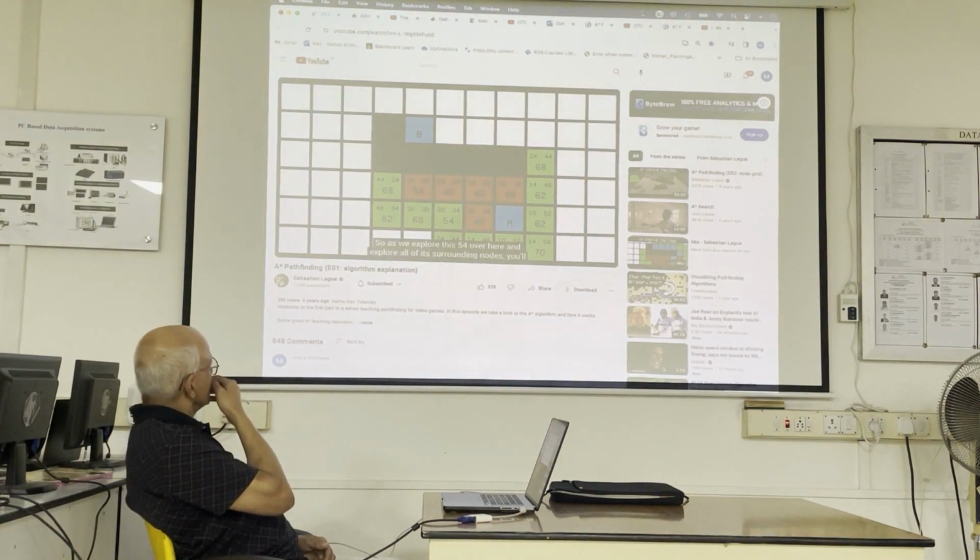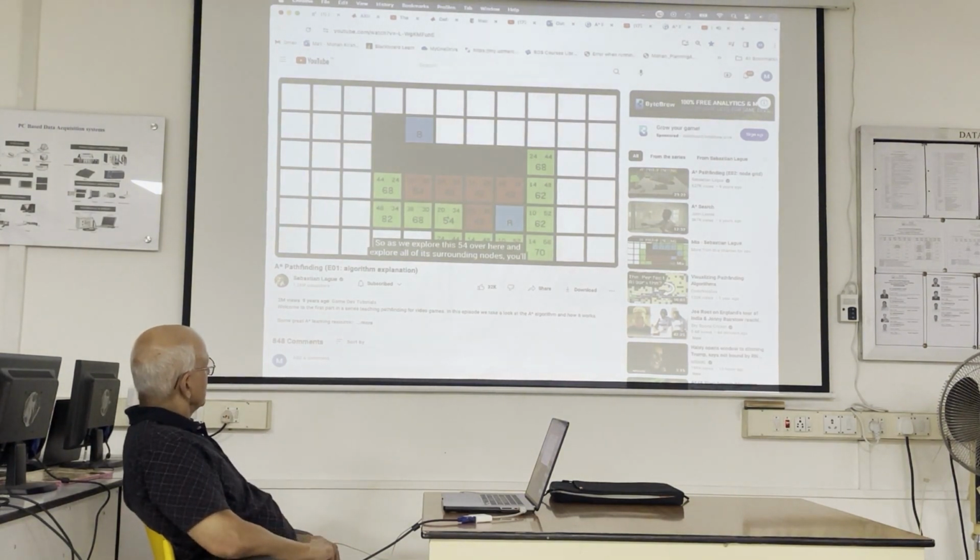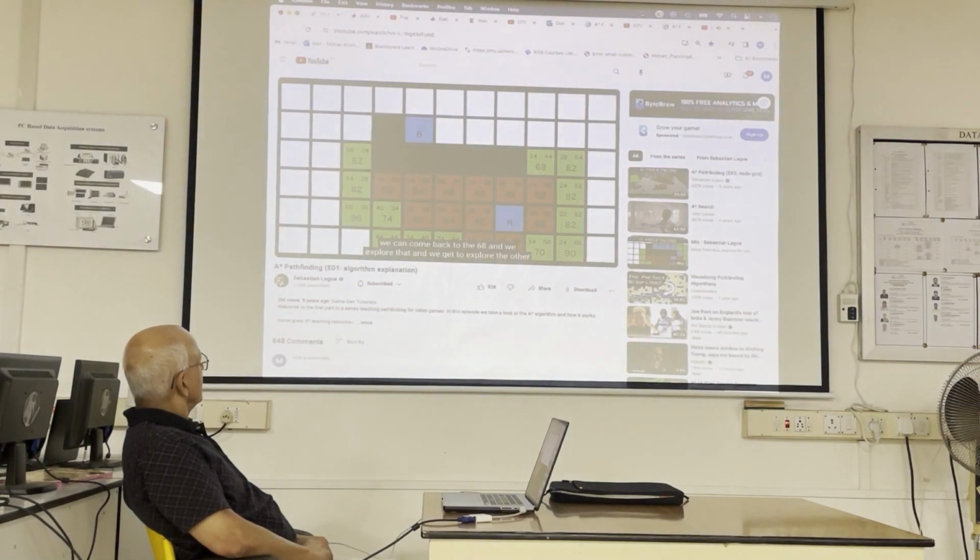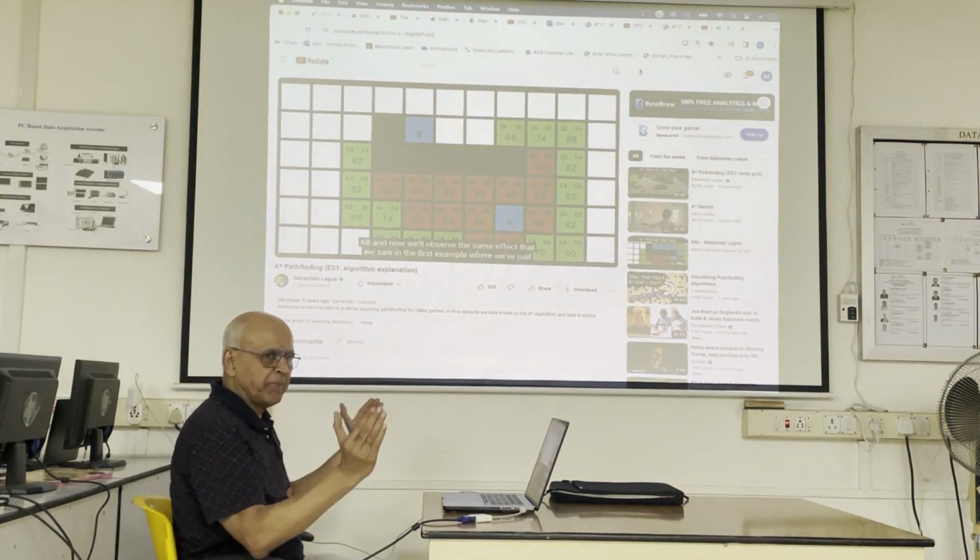So as we explore this 54 over here and explore all of its surrounding nodes, you'll see how this 68 updates to reflect the new best path to this node. So it now has an F cost of 60, and it is the most promising node on the map, so we'll explore that. And now we have a bunch of 62s to look at. Not much to say in the way of commentary here, just exploring all of these lowest F costs. Until now we can come back to the 68, and we explore that. And we get to explore the other 68. It's creeping around the obstacle.